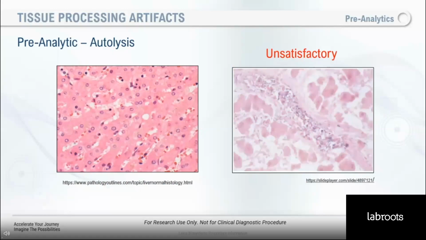Here we have a nice section of liver on the left. You can see the hepatocytes with well-defined nuclei and sinusoids containing RBCs. While the section of liver on the right is an example of severe autolysis. The architecture is not only skewed, but there is little or no cellular detail.